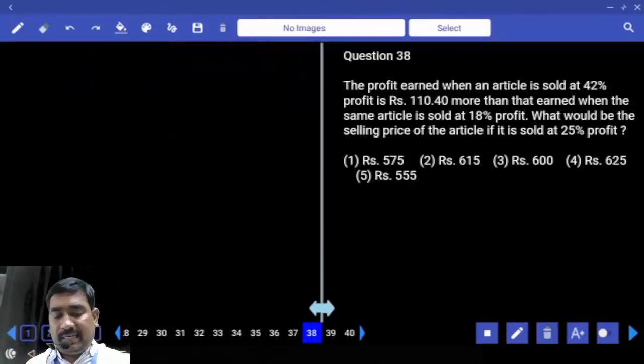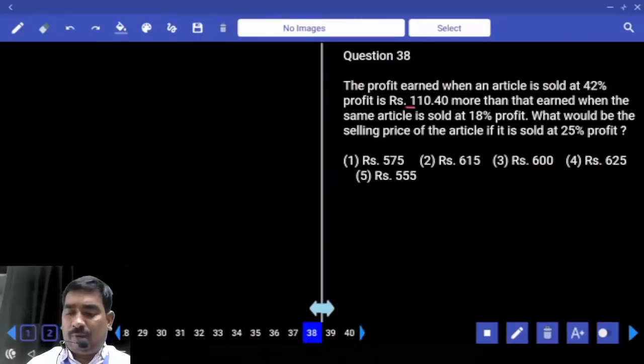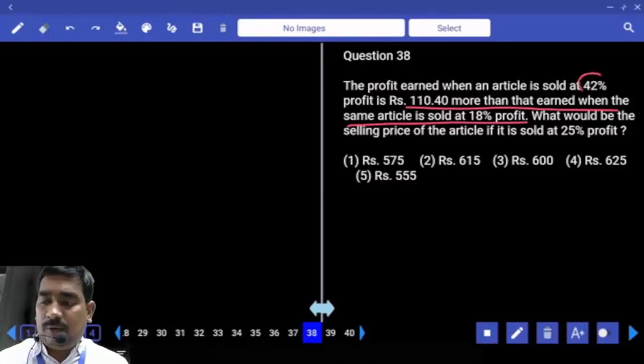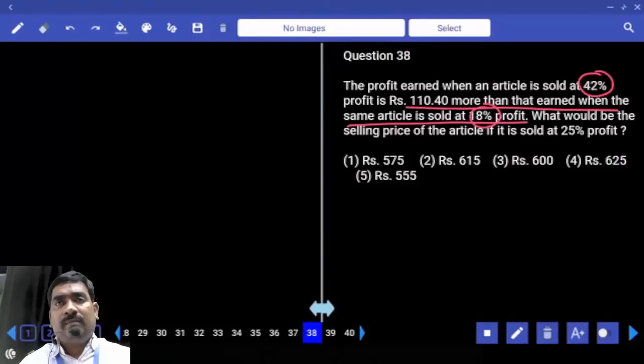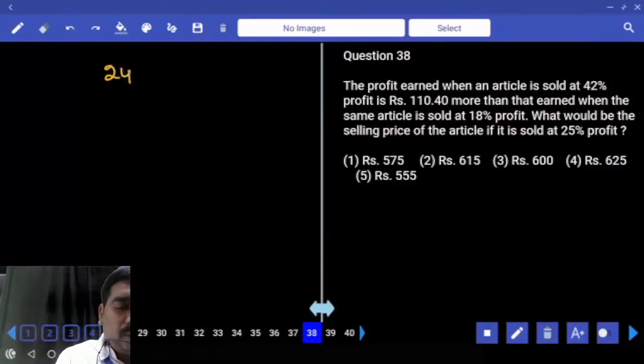The profit earned when an article is sold at 42% profit is 110.4 rupees more than that earned when the same article is sold at 18% profit. 42% profit, 18% profit. The difference is 24 or not? 42 minus 18. The difference of 24% has the value they have given as 110.4.